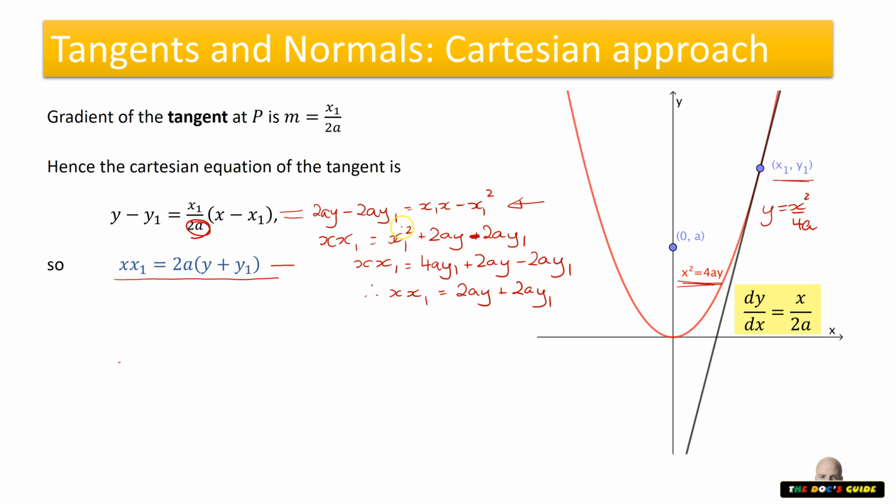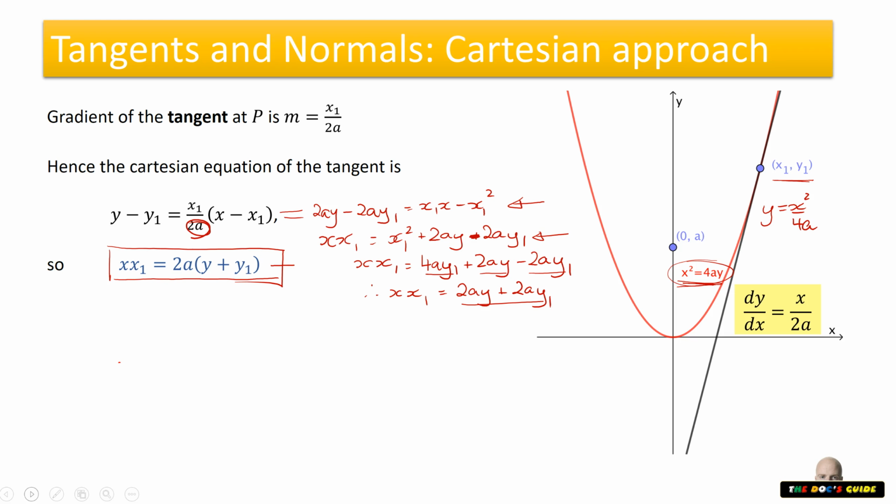We gather terms together, so making x1x the subject, if I take this x1 squared over to the other side, that takes me to this line. Now the trick, if you like, is recognizing that x1 squared equals 4ay1, because that's our equation of the parabola. So we've got 4ay1 plus 2ay minus 2ay1. We take 2a out as the common factor, and we've got our expression for the Cartesian form of the tangent just here.